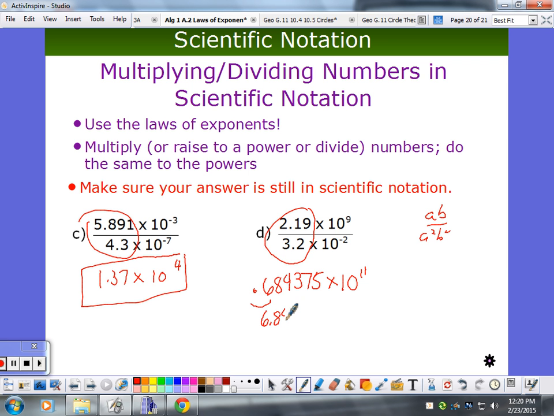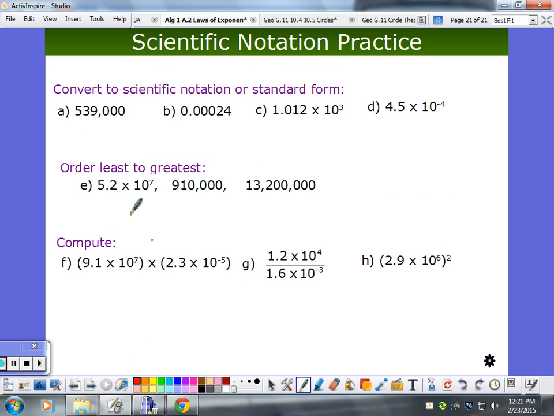Okay, now let's think about what happens to our power of 10 now. Now this one, before I was going 11 moves, right? I already moved it once. How many more times do I move it? 10. Is that scientific notation? Done. That's it. So multiplying and dividing, if you keep them in scientific notation, use your laws of exponents. It's easy.